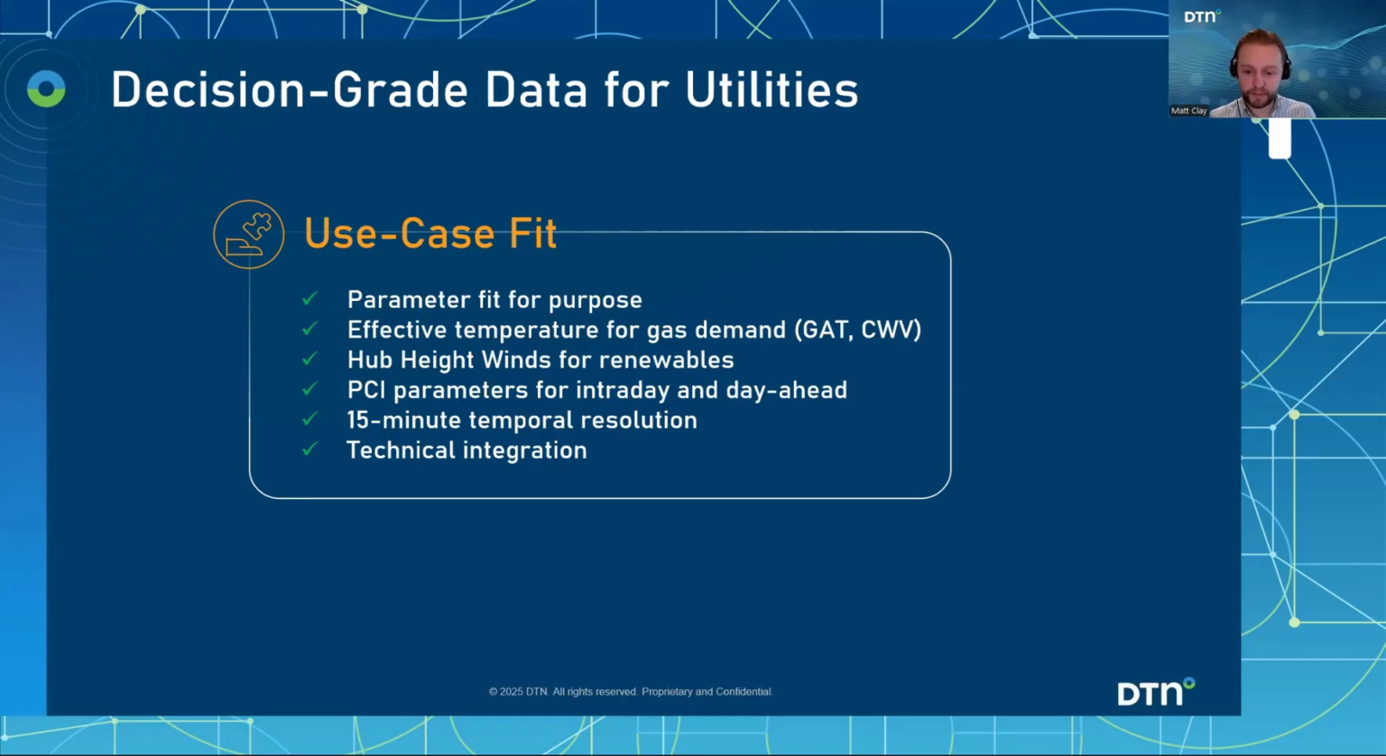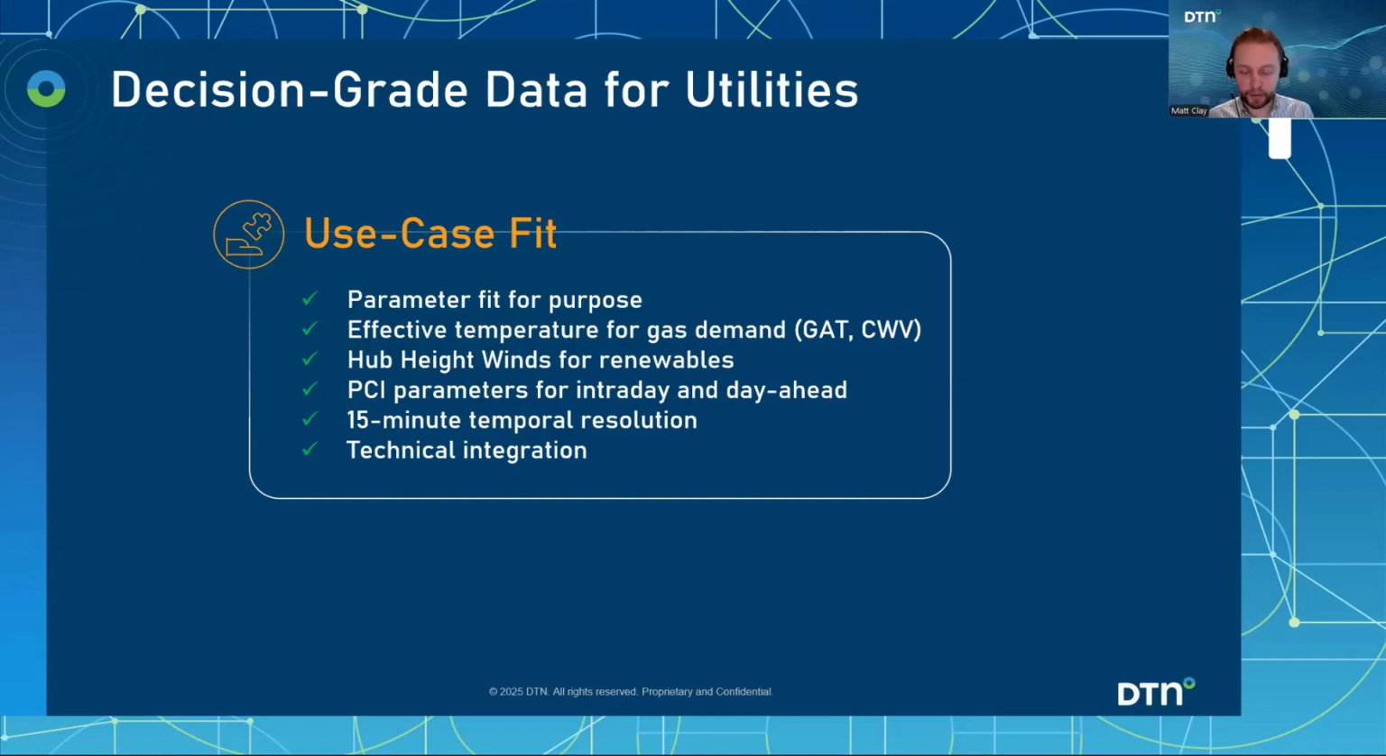Now, another example might be for wind turbines. So understanding the hub height winds. Now here you can imagine that the use case fit is absolutely vital. If we compare the standard 10-meter winds against 150, 200, 250 meters high, depending on where the hub height wind is, then this really unlocks the decision on how much wind power will be generated, which again is highly applicable.